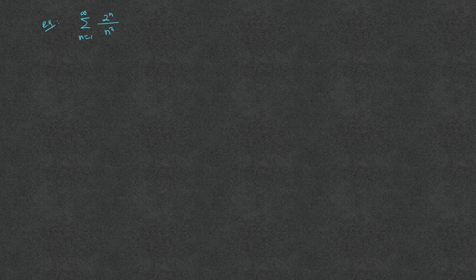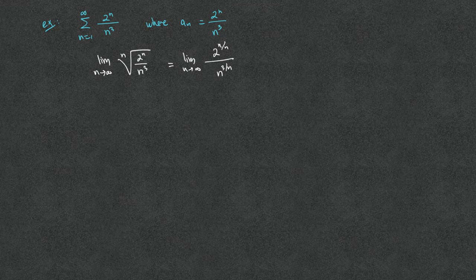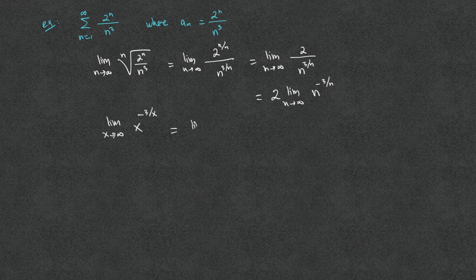The series 2 to the n over n cubed, where the a sub n term is 2 to the n over n cubed. We notice that since n is in the power, we use the root test. The n-th root of 2 to the n over n cubed is 2 to the n over n, over n to the power 3 over n. But 2 to the power n over n is 2, and so this is 2 times the limit as n goes to infinity of n to the negative 3 over n.